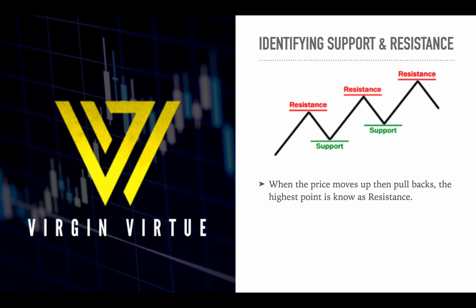So moving forward, when the price moves up and then pulls back, the highest point is known as the resistance. You can see here, when the price moves up, it pulls back.